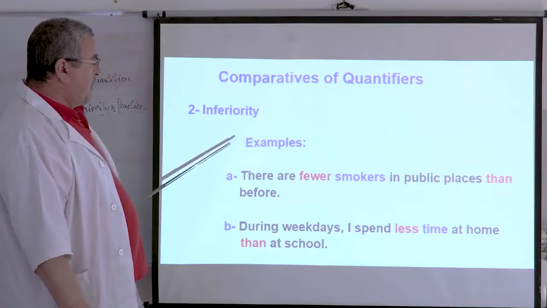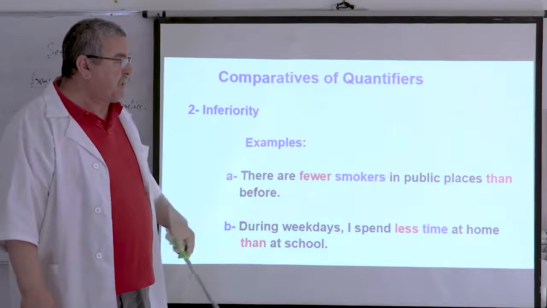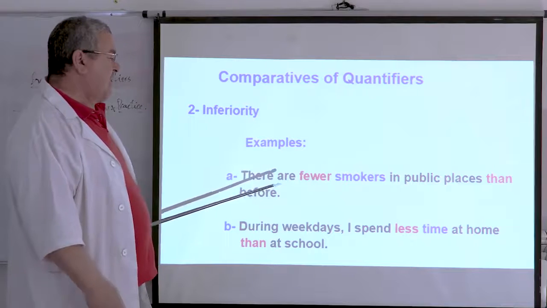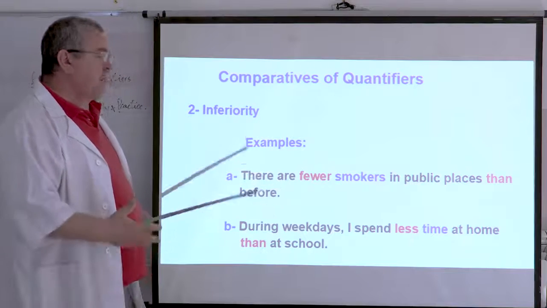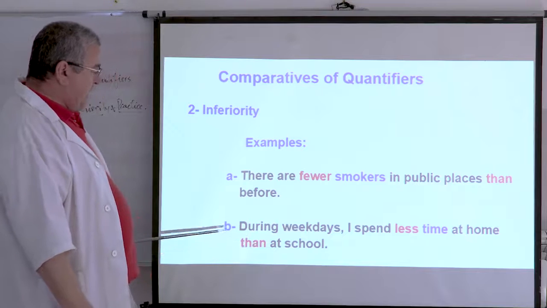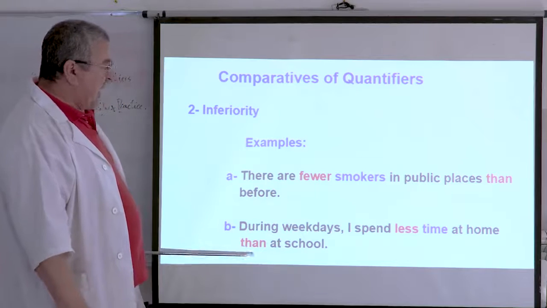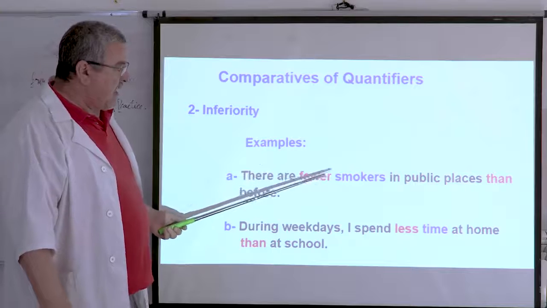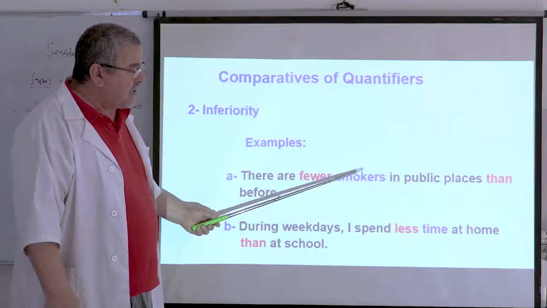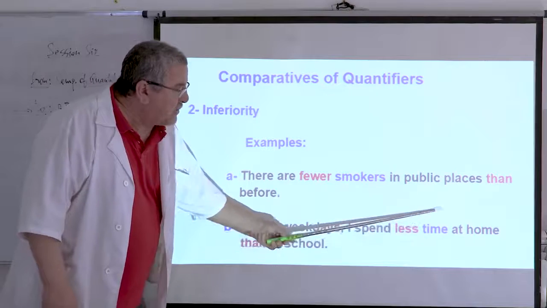So, inferiority, we have two examples here. There are fewer smokers in public places than before. That is, there are fewer people who smoke in public places these days, because of the police, of rules and so on. B, during weekdays, I spend less time at home than at school. Again, you remark here, fewer is used for countable nouns, smokers, and less is used for uncountable nouns such as time.